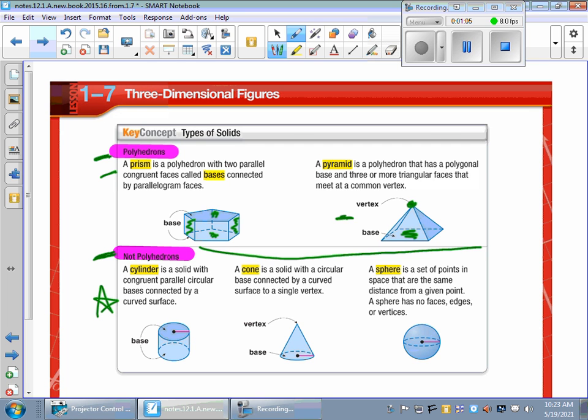So we have a cylinder, a solid with congruent parallel circular bases connected by a curved surface. So these are your bases right here. A cone is a solid with a circular base. So here's your base down here, connected by a curved surface to a single vertex. So the difference between a cone and cylinder, take a look at those. Last one is a sphere, a set of all points in space the same distance from a given point. A sphere has no faces, edges, or vertices.